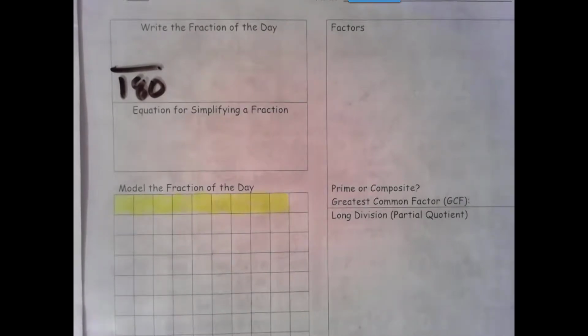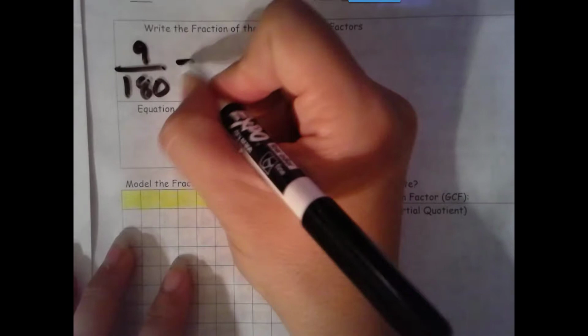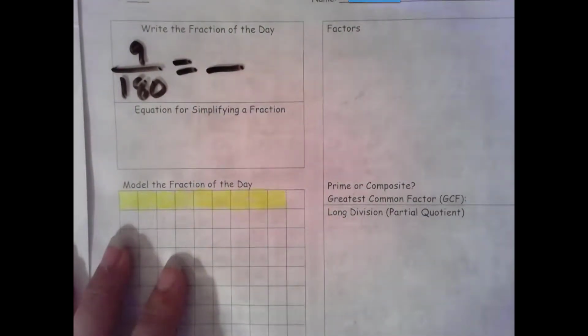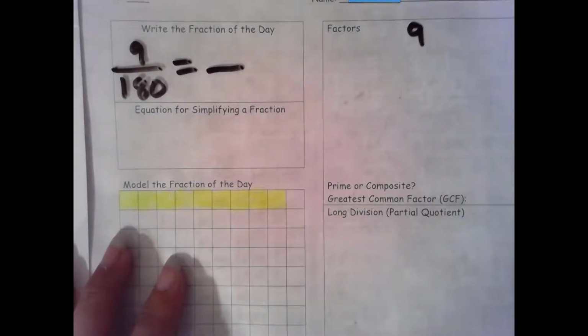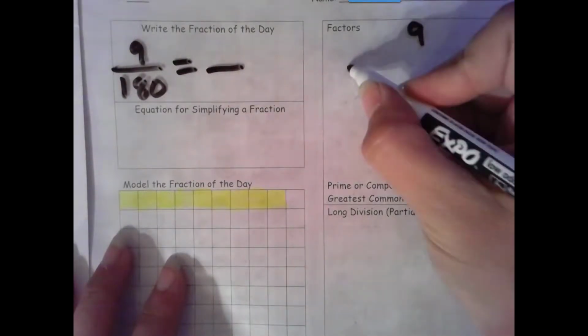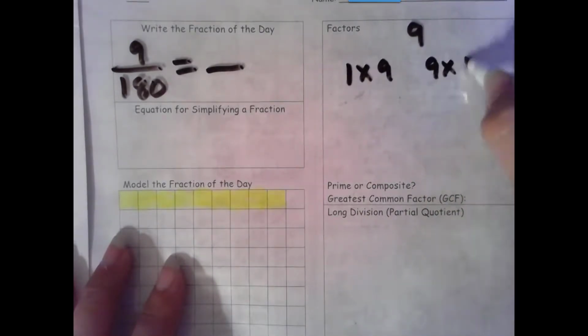Our total year has 180 days. Since that's the total, that's our denominator. Our numerator is the day we're on. We're on day 9. Okay, so now we're going to find the factors of our numerator. So that is 9. Two factors we always know are 1 and the number itself. And then using the commutative property of multiplication, I can do 9 times 1.